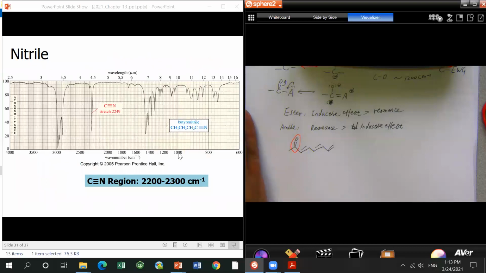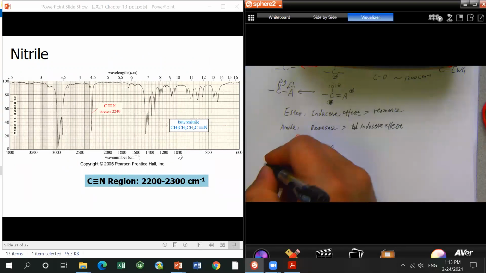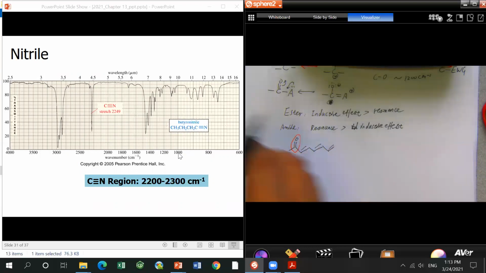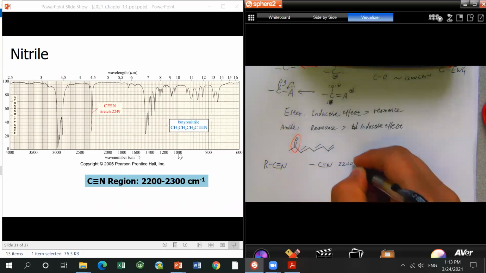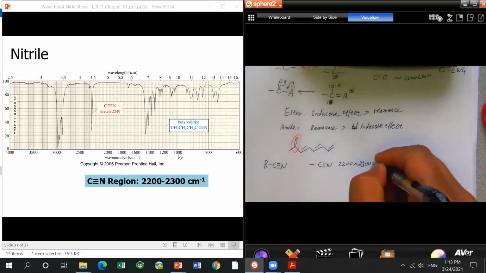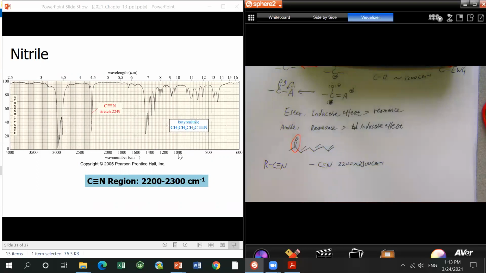All right, and then we'll study the last functional group in the IR spectrum, the nitrile compound. For a nitrile compound, the C≡N triple bond absorbs around 2200 to 2300 per centimeter, and this falls in the triple bond region.